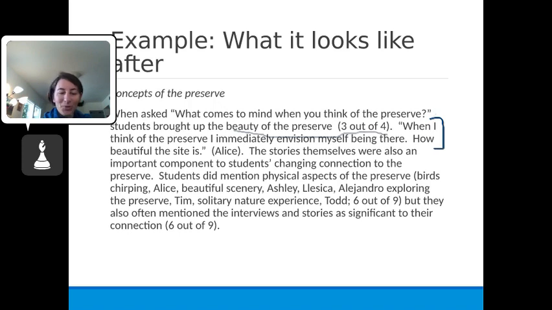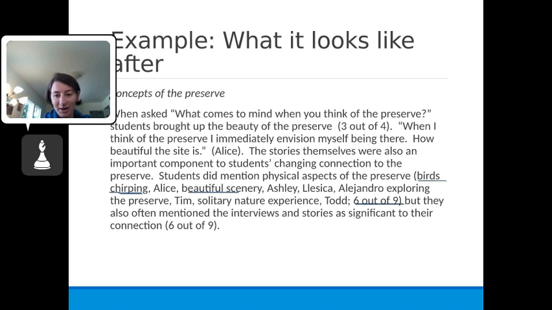And then I give an example quote, and this is why we have that graphic organizer. We can draw directly from it. Then I wrote the stories themselves were also an important component to students' changing connection to the preserve. Students did mention physical aspects of the preserve, and then I have a few quotes, birds chirping, beautiful scenery, etc.